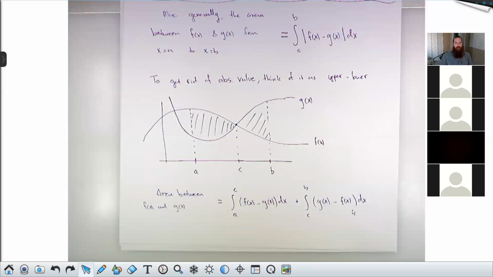Questions about the setup here, what it is that we're going to be finding, or why the formula is what it is? Nope. Okay, then let's get to it.